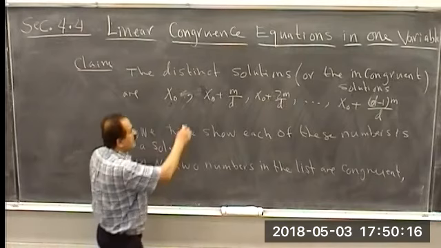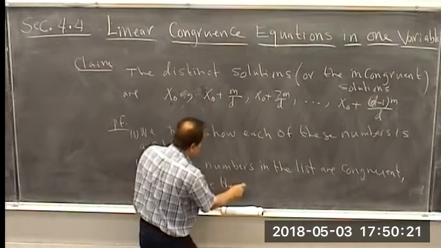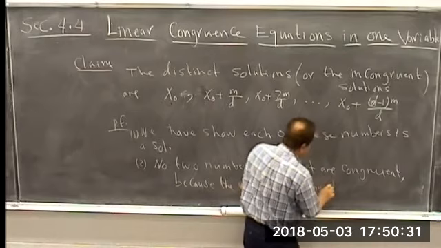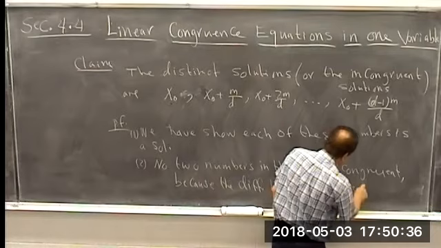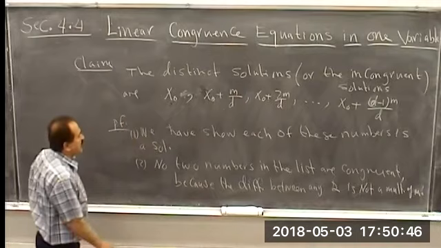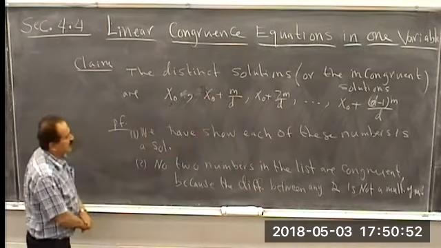Because the difference between any two is not a multiple of d. The x sub 0 is going to cancel out, and you could do this, all right? Taking any two of these, you're going to see that the difference is not going to be a multiple of m.